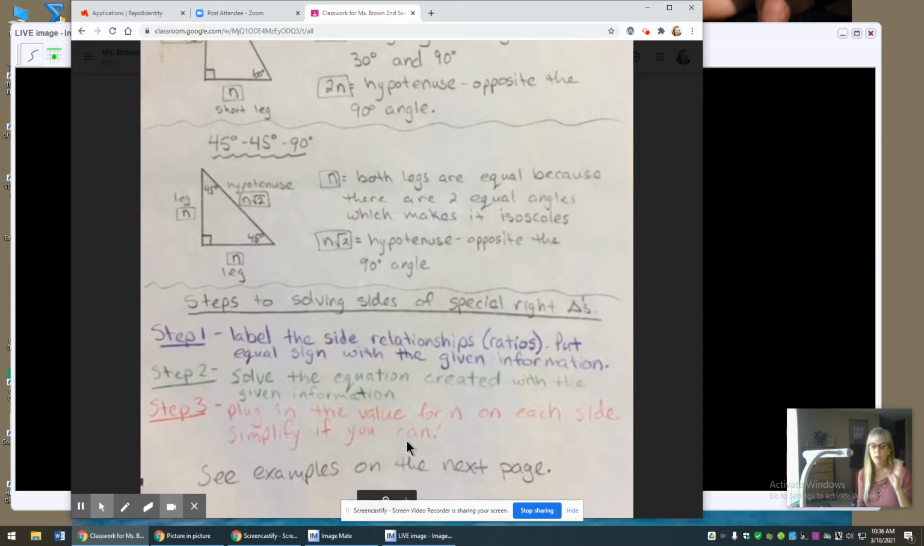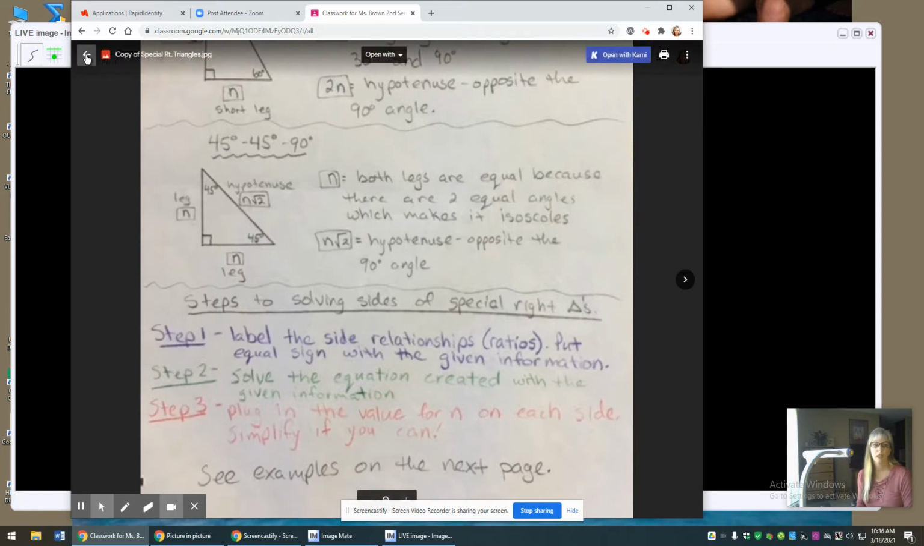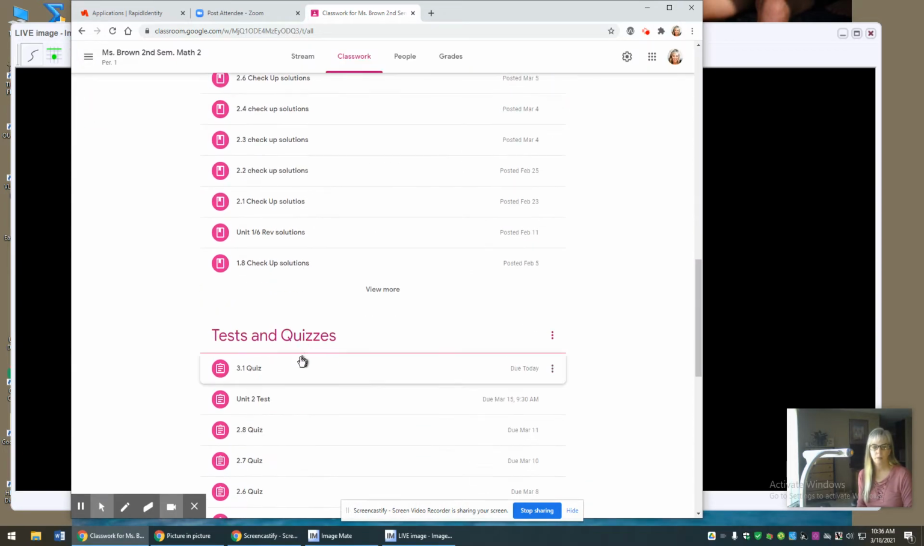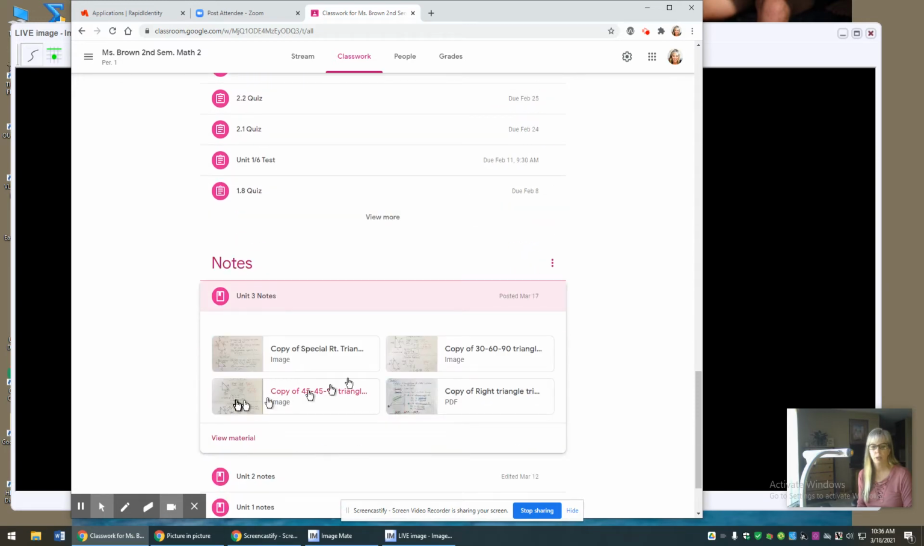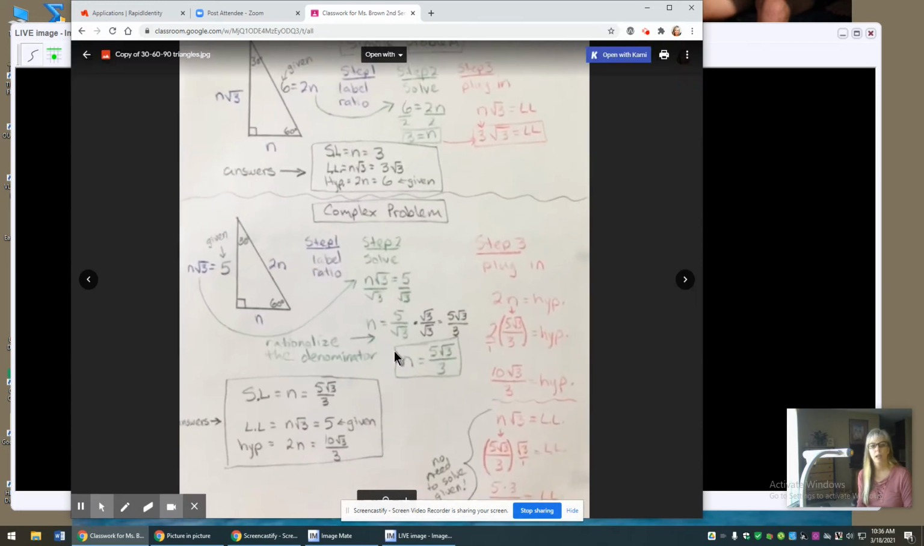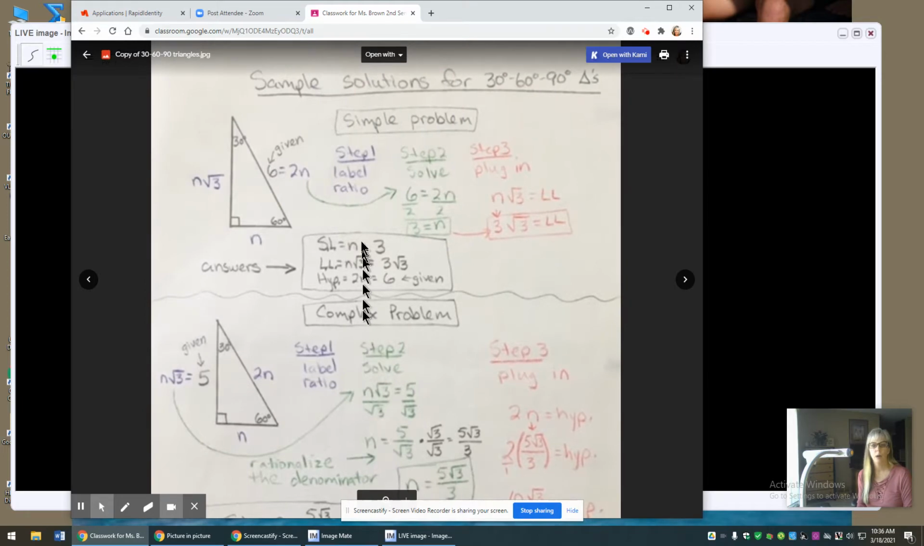All right, so that probably doesn't mean a lot to you. These are the important steps here. Let's look at some more notes. I posted for you some examples of 30, 60, 90. Here's a sample problem of a 30, 60, 90. I did a simple one. That means it doesn't get too complicated.